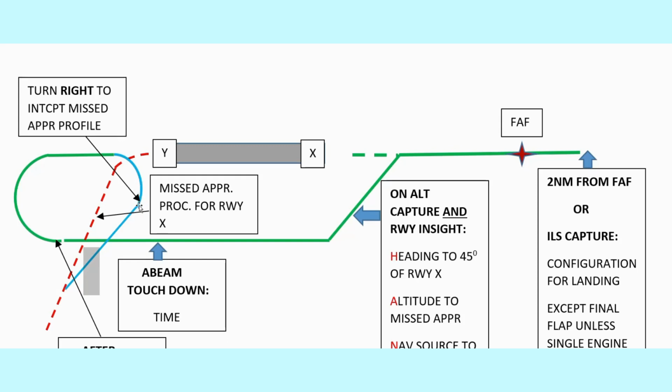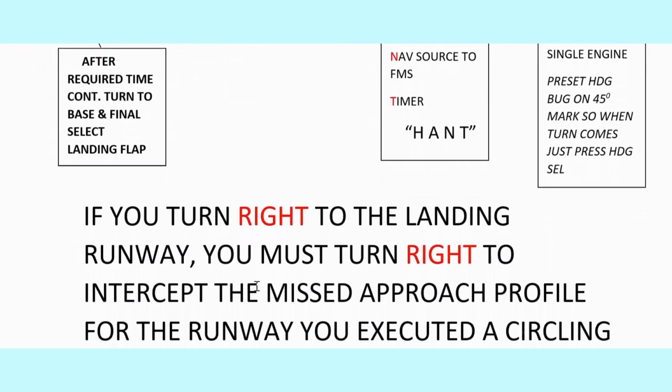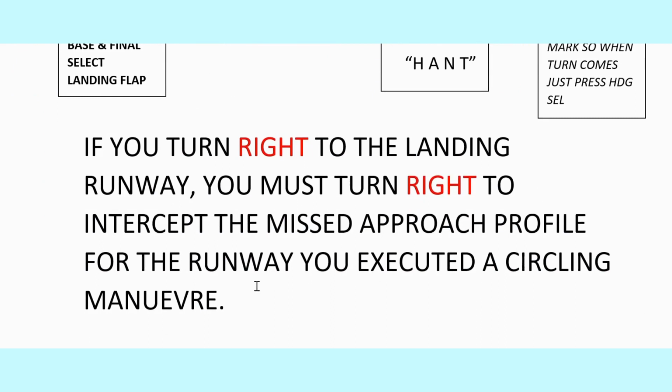And then once you are level on this segment going to intercept the misapproach profile, that's when you can retract your final flaps. Okay, that's one thing I wanted to emphasize quite a bit, so I've written down here in quite big letters and words that you can read. If you turn right to the landing runway, you must turn right to intercept the misapproach profile.